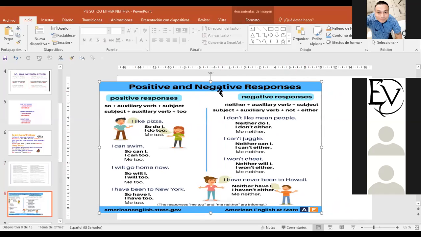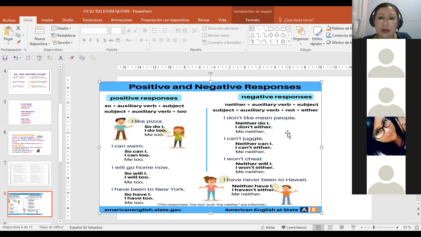In the positive, you say that the structure is so plus the auxiliary verb plus the subject, ¿verdad? So más el verbo auxiliar más el sujeto. Por ejemplo, so do I. Pero si yo utilizo el too, es sujeto más el helping verb or auxiliary verb y al final va too. I do too. O usted puede decir también me too. I like pizza, so do I. I do too, me too. I can swim, so can I. I can too, me too. I have been to New York, so have I, I have too, or me too.